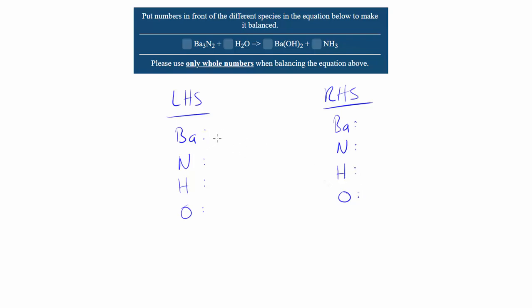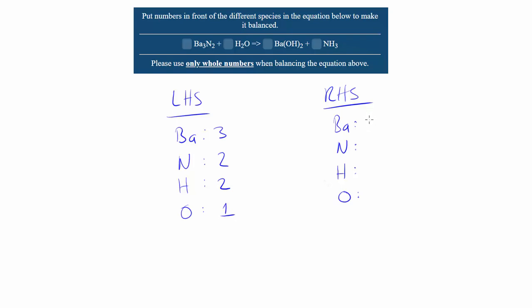So for the barium, this occurs on the left hand side. You can see we've got Ba₃, right? So that occurs 3 times. Nitrogen, N₂, so you can say that occurs twice. And then for hydrogen, H₂, so 2 in H₂O, right? So oxygen occurs once. And for the right hand side, oh, I said once, but I wrote a 0, so let me just fix that.